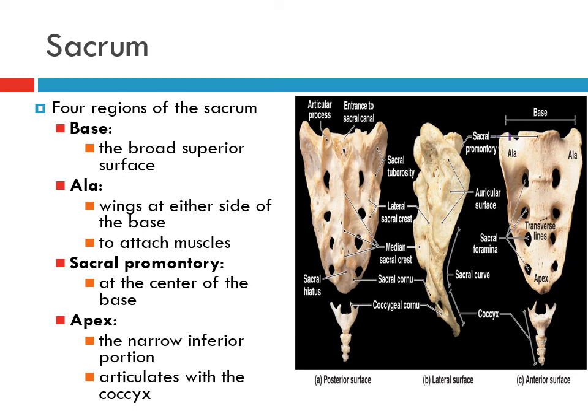The base of the sacrum is actually the top, and the apex is the bottom, if you look at the sacrum as an inverted triangle. The sacral ala are the wings on either side of the sacrum, so those would be the sacral ala. The sacral promontory is the very front part of the base here. Right there is the sacral promontory. And the apex is that narrow inferior portion.